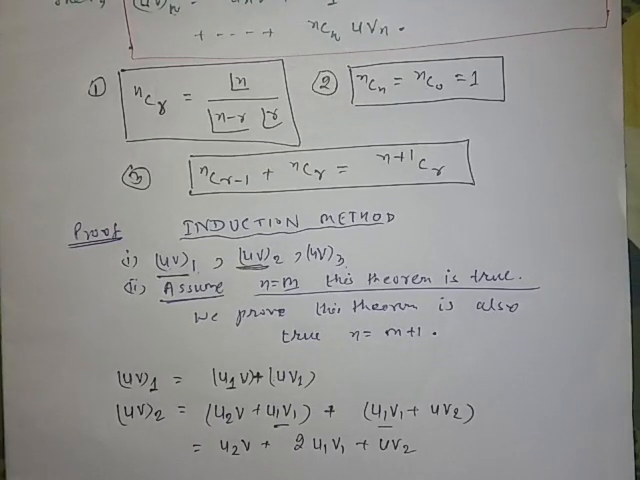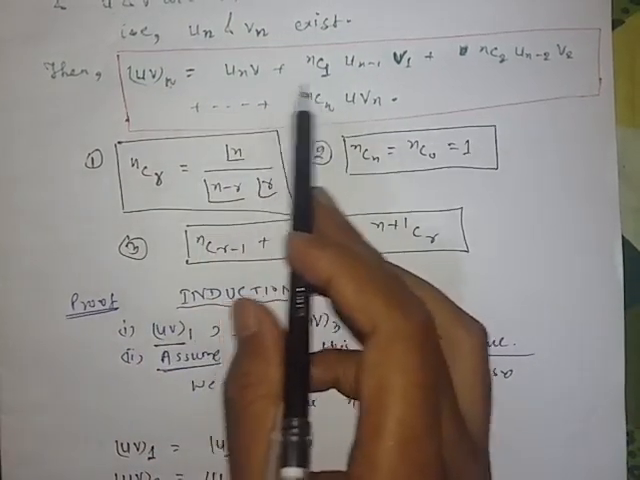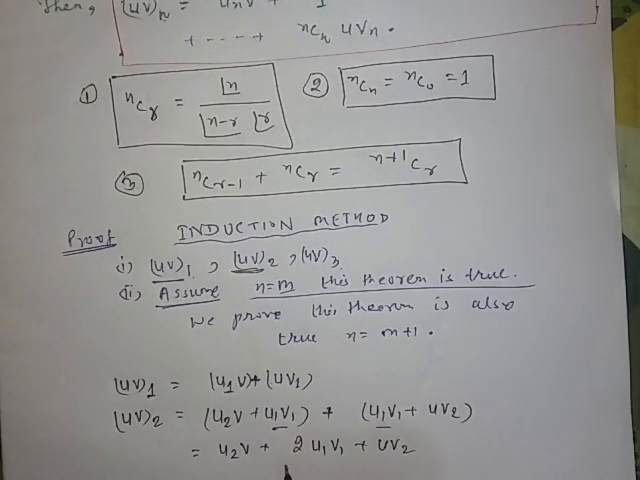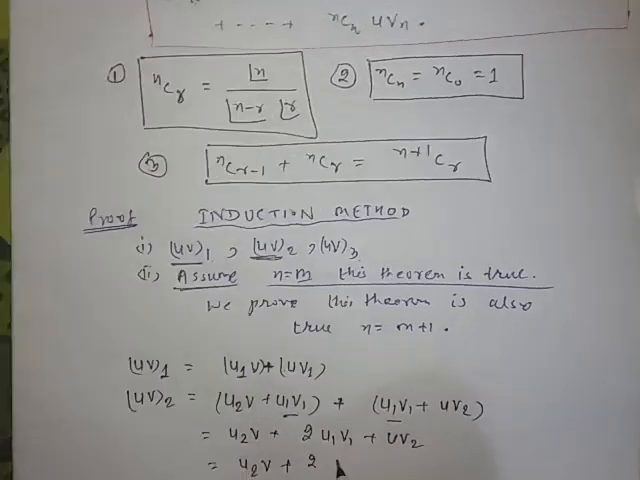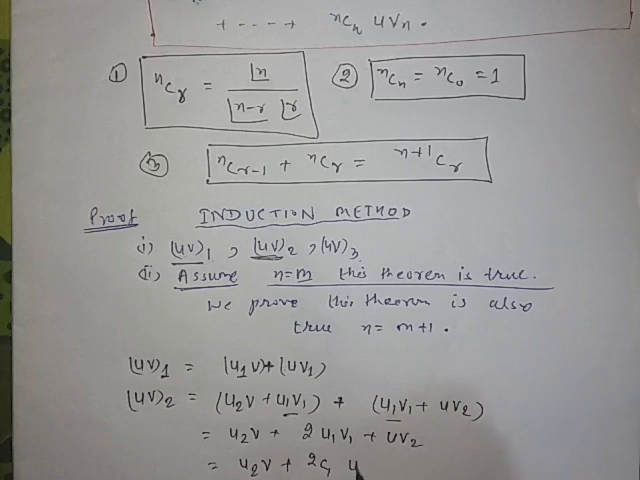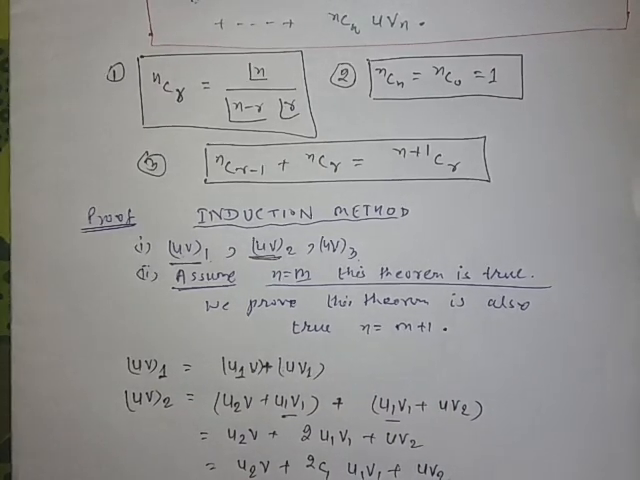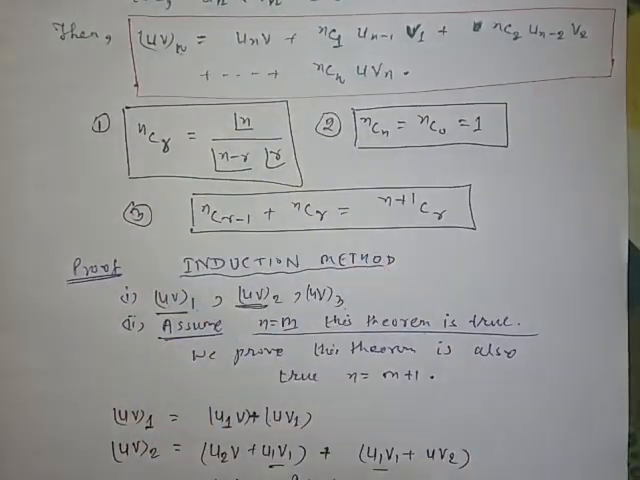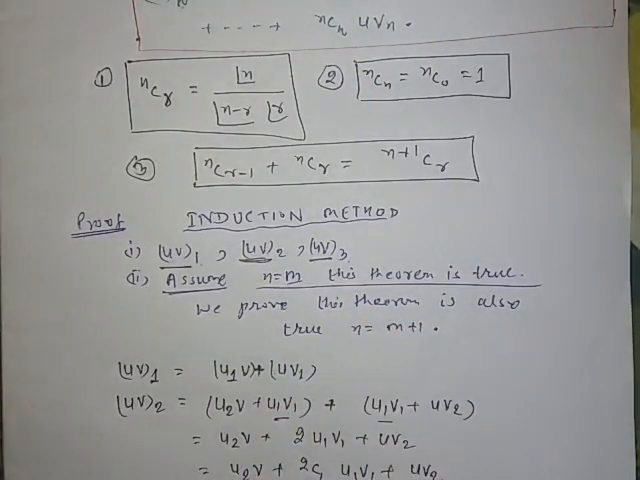Now to get these values in the form of our required result, we will write 2 as 2C1, so 2C1 u_1 v_1, plus u v_2. So clearly this is the form of our required result. Now we will prove this result for (uv)_3.